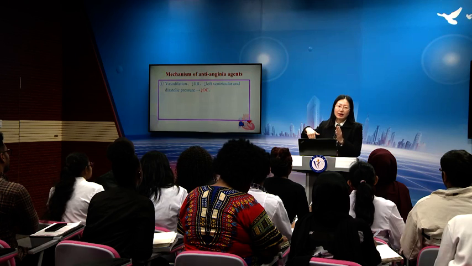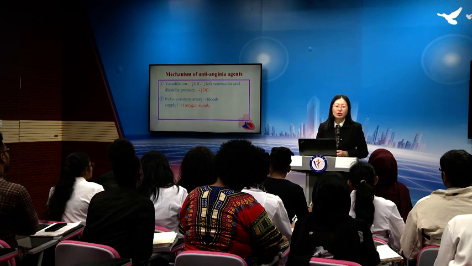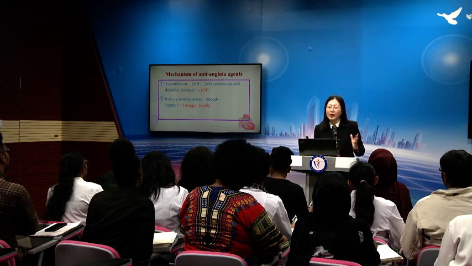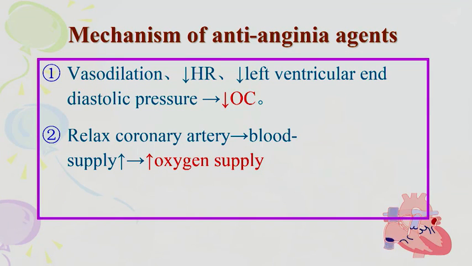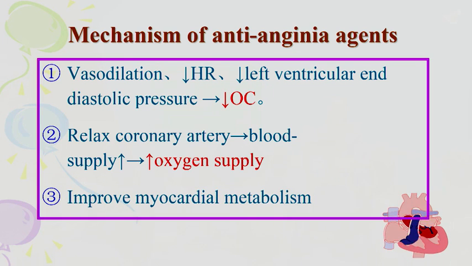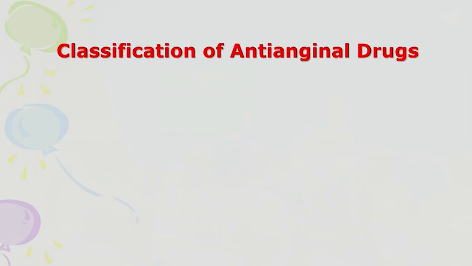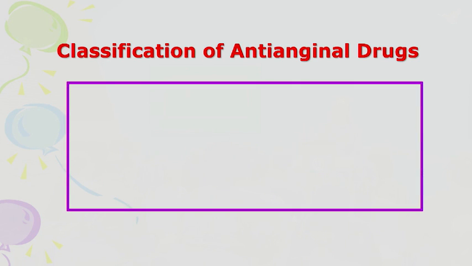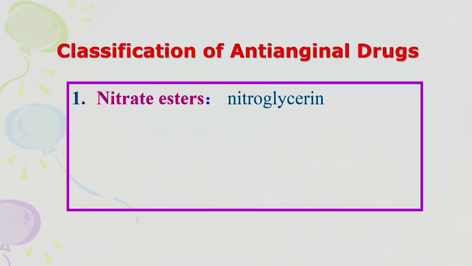On the other hand, the second pathway: the drugs used to treat angina pectoris should also relax coronary vessels, increase blood supply, and increase oxygen supply. At the same time, if the drug can improve myocardial metabolism and cardiac function, it is very useful for angina pectoris patients. So in clinic, we have three kinds of drugs used to treat angina pectoris.